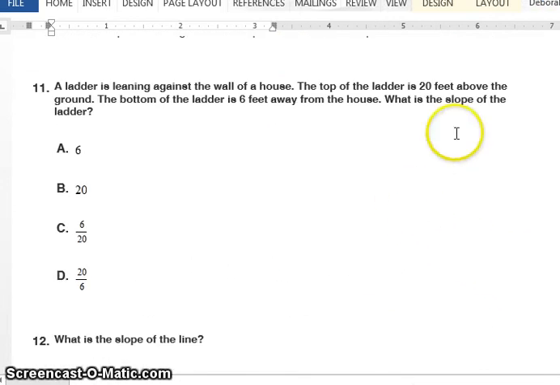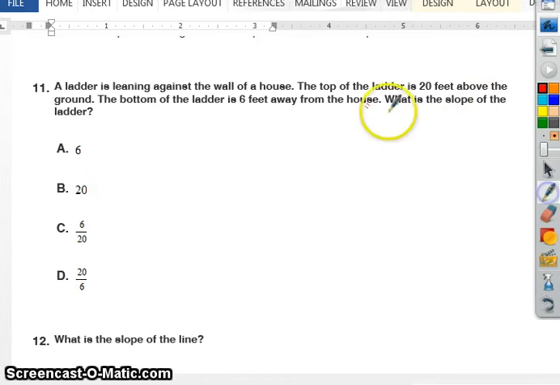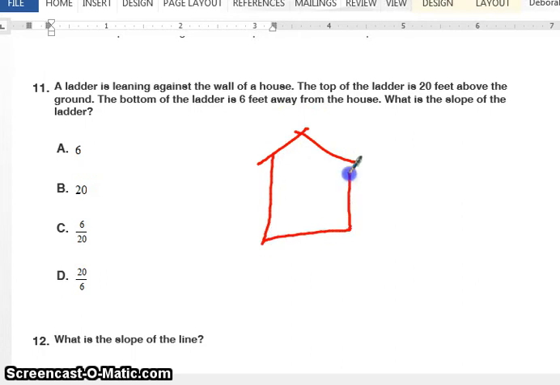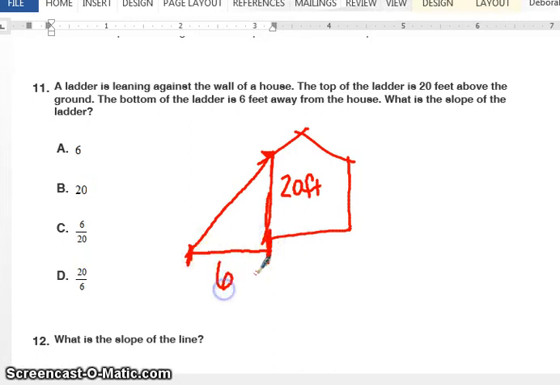Alright, number 11. A ladder is leaning against the wall of a house. The top of the ladder is 20 feet above the ground. So if you need to draw yourself a little picture, here's a house, and here's a ladder. Okay, and it's saying the top of the ladder up here is 20 feet above the ground. So from here to here is 20 feet. The bottom of the ladder is 6 feet away from the house. So from here to here is 6.